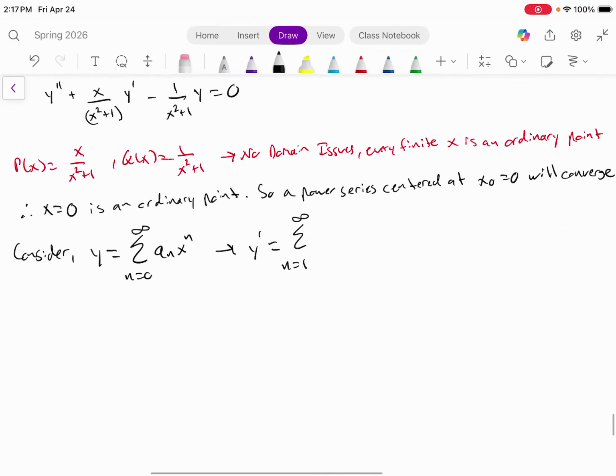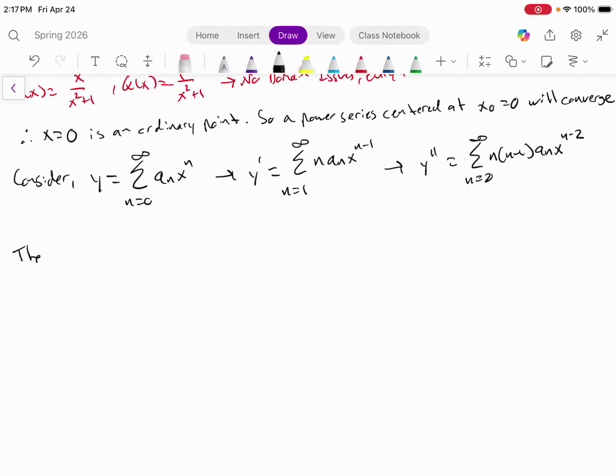So y prime is the series starting out at 1, n times a sub n, x to the n minus 1, and the second derivative, y double prime, has the index starting now at 2, n times n minus 1, a sub n, x to the n minus 2. Now what we want to do is plug these derivatives and y into the differential equation.